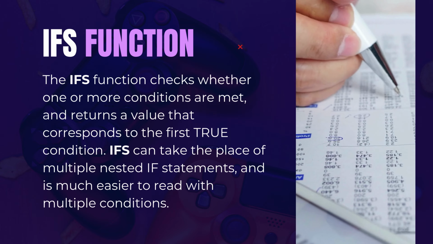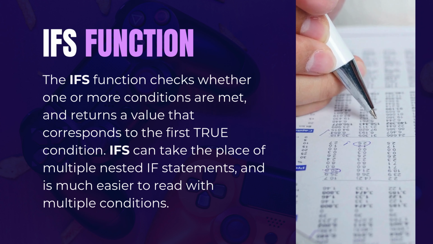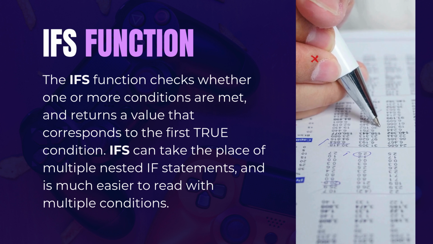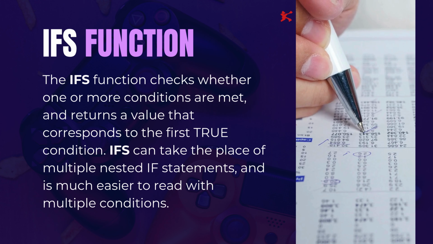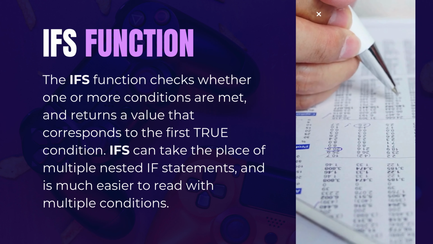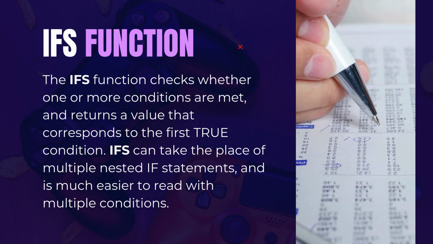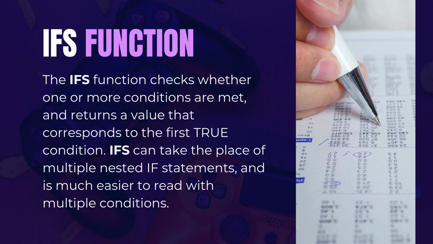So what is the IFS function? The IFS function checks whether one or more conditions are met and returns a value that corresponds to the first true condition. IFS can take the place of multiple nested if statements and is much easier to read with multiple conditions. So in the following example, we're going to have a look at how to do nested if statements as well as using the IFS function, and then finally how to do the whole thing using VLOOKUP.